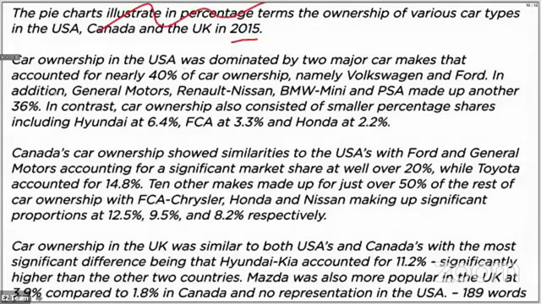So this has a different verb tense, but look at this. Was dominated. That's a passive sentence there. That accounted. In addition, made, make, made, past tense. Consisted. Canada's car ownership showed. So what I'm using here is past tense in all 3 of these paragraphs.